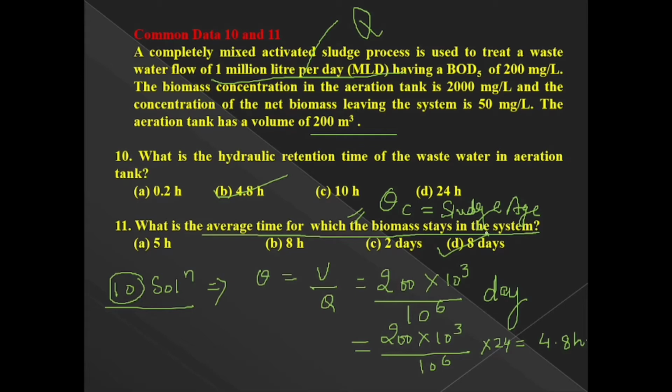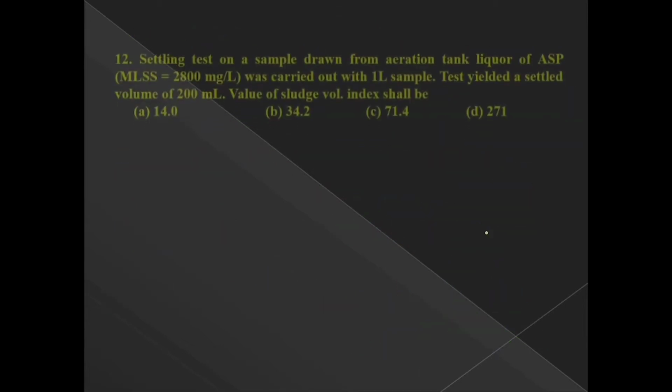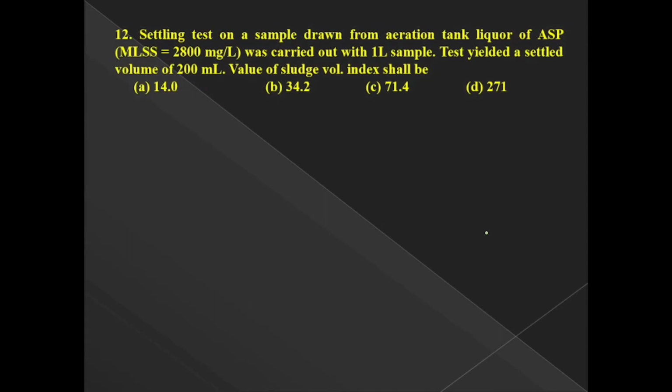So the next question is: the settling test on a sample drawn from an aeration tank liquor of activated sludge process, that is MLSS, mixed liquor suspended solids, was carried out with a 1 liter sample. The test yields a settled volume of 200 milliliter. We have to calculate the SVI, that is the sludge volume index.